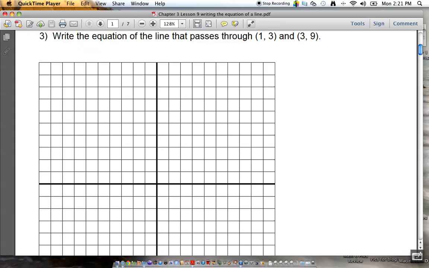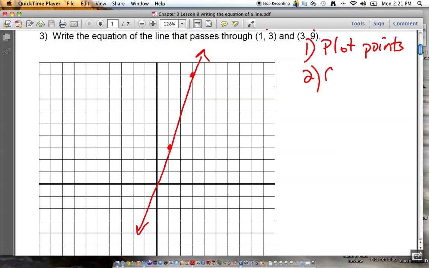So, it says, write the equation of the line that passes through these 2 points. So first I'm gonna mark 1, 3. Then I'm gonna mark 3, 9. And now, I'm gonna draw this line. Now, the technique is very simple. Step 1, plot the points. Step 2, any elementary school kid can do it, connect the dots. And now, step 3, what's M and what's B?